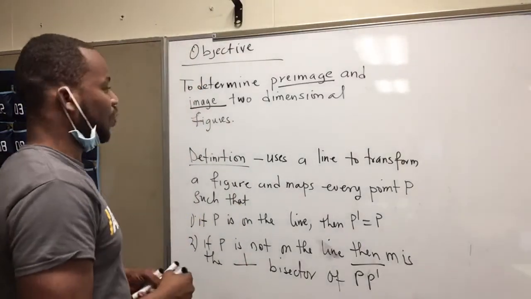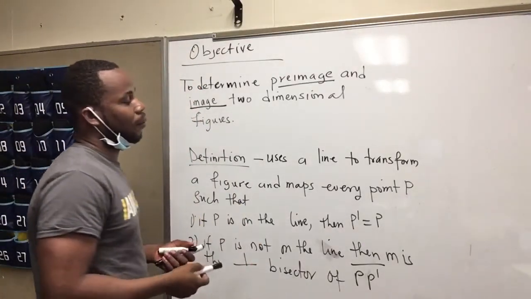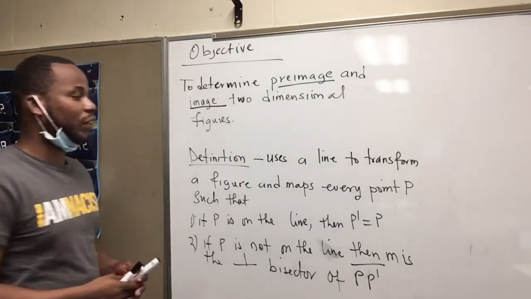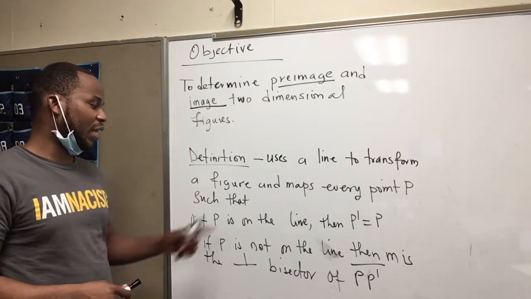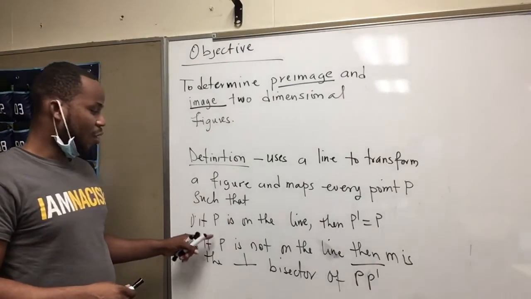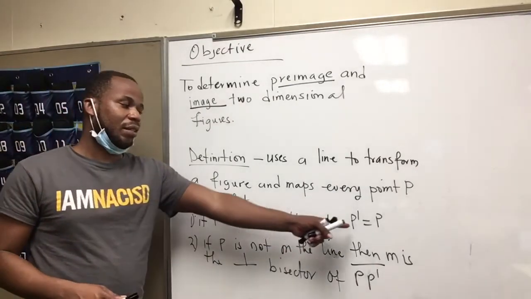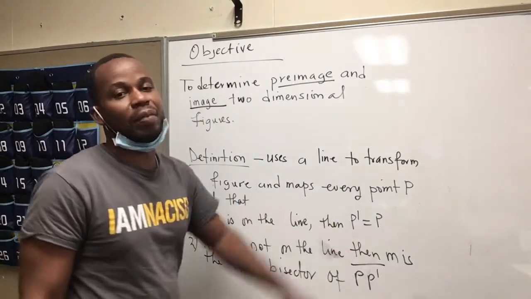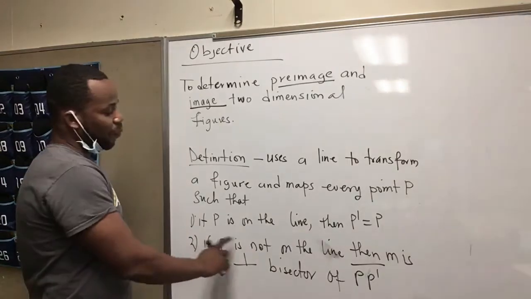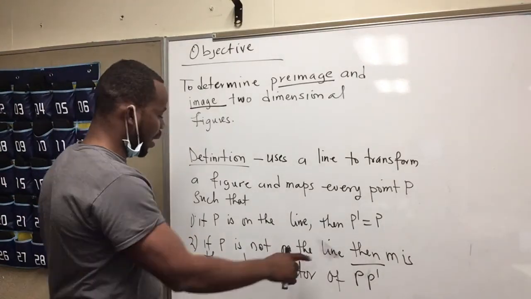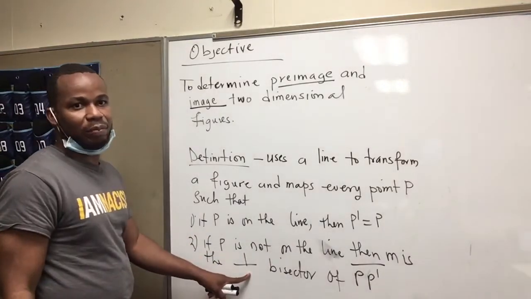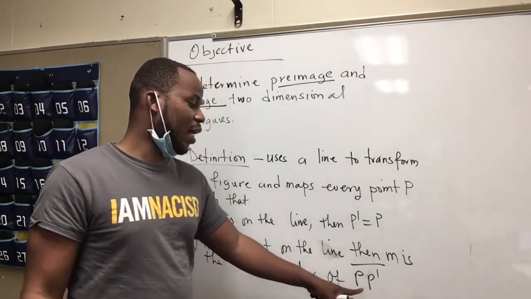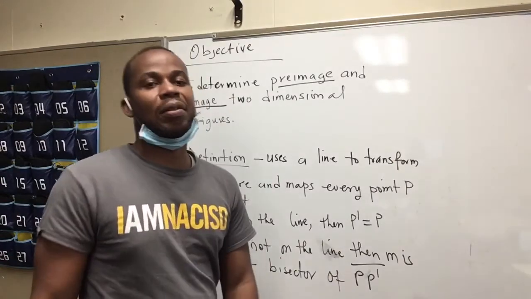Definition. What reflection means is that it uses a line to transform a figure and maps every point P such that, if P is on the line, then P prime, the image, is equal to the pre-image. And if P is not on the line, then the line is the perpendicular bisector of the segment P P prime. Look at this symbol. We talked about this symbol already.